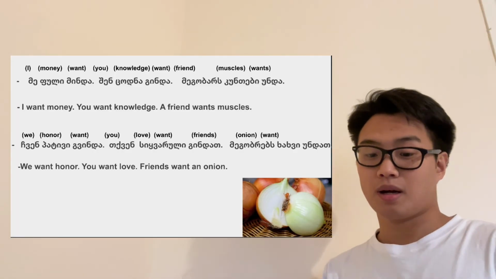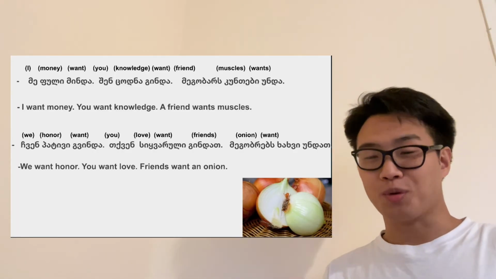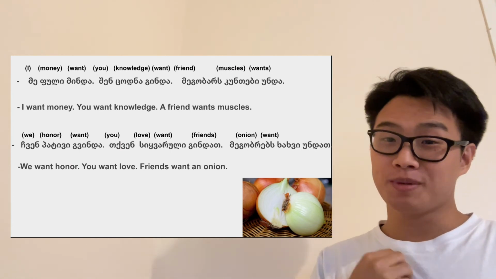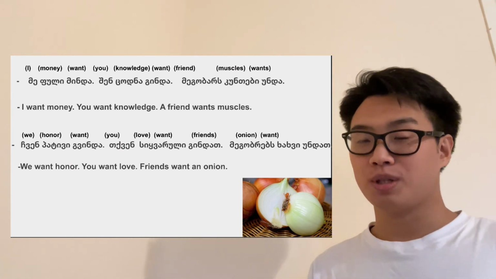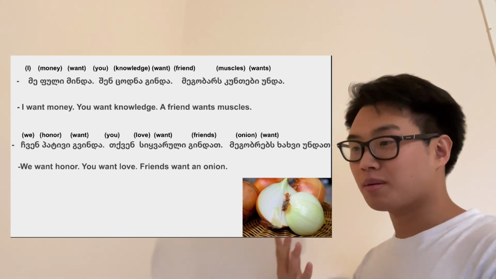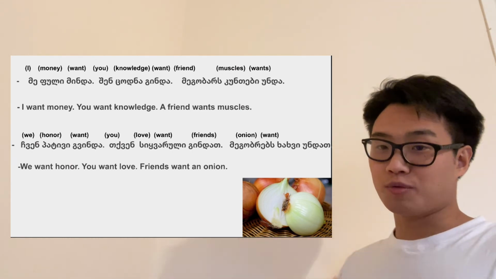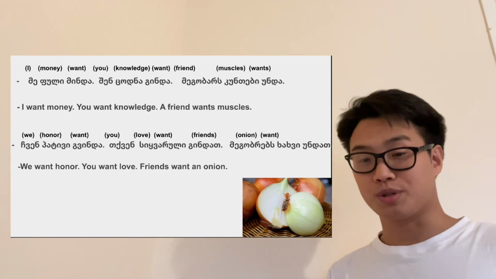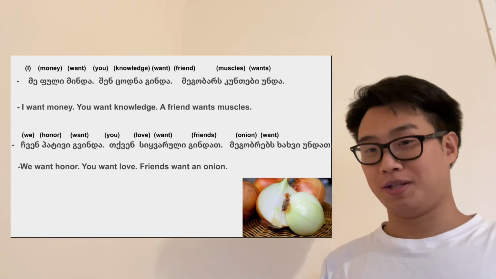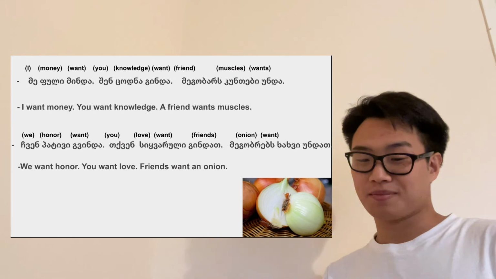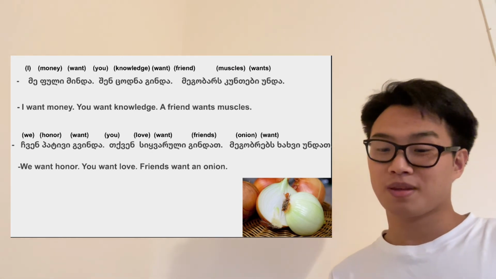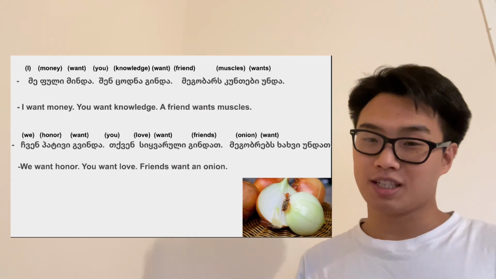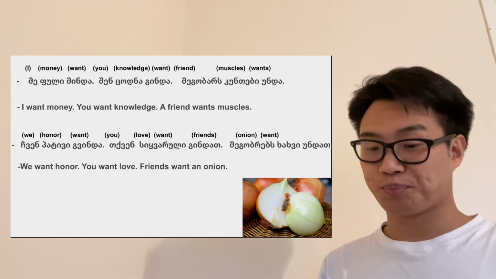So next, I want money. That's very straight, direct. Me puli minda. Puli, it's money. We can maybe remember these new vocabularies as well with the new grammar, verb conjugation. I want money. Me puli minda. And next, we want knowledge. Knowledge in Georgian will be tsodna. Shen tsodna ginda.